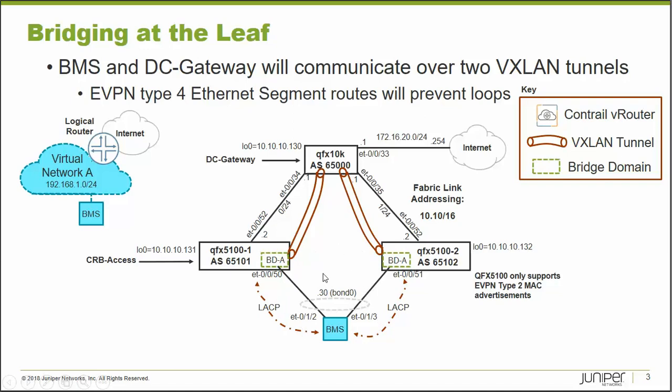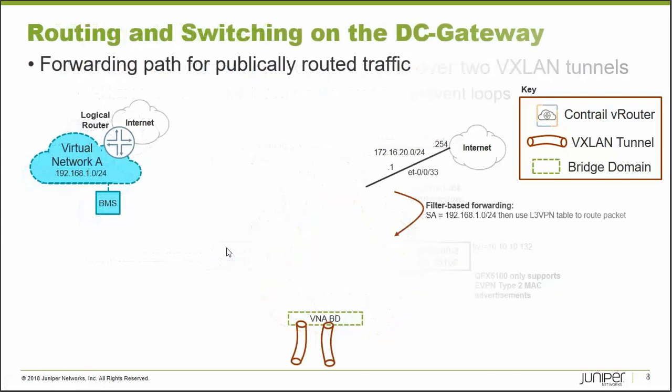It's already done, and we don't need any spanning tree to protect against that, or multi-chassis lag. That's unnecessary here. EVPN takes care of that. And so these two devices will automatically get configured in our situation by Contrail Enterprise Multicloud. And then because we're trying to get internet access through this logical router, the QFX10K will also get magically configured by Contrail Enterprise Multicloud, which is on the next slide here.